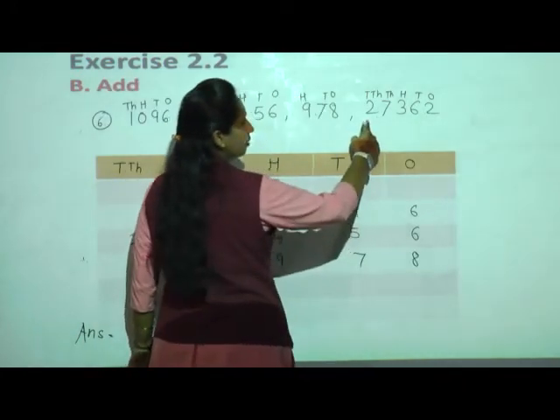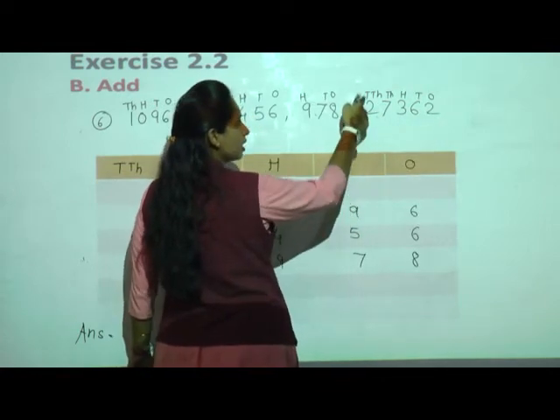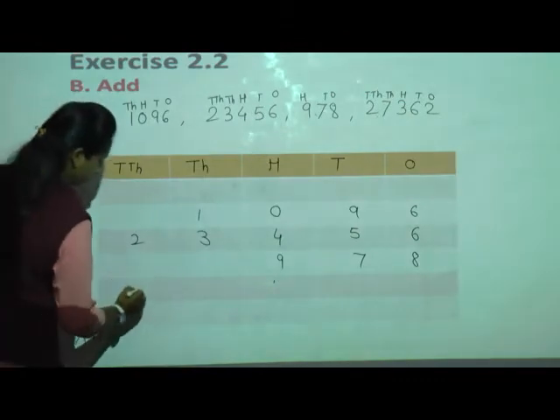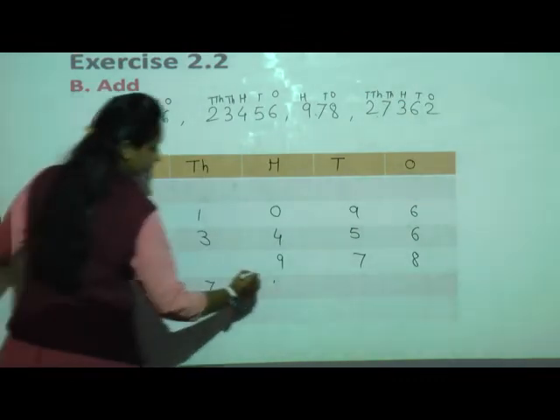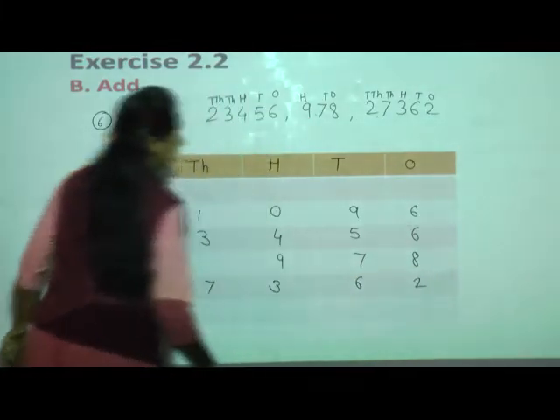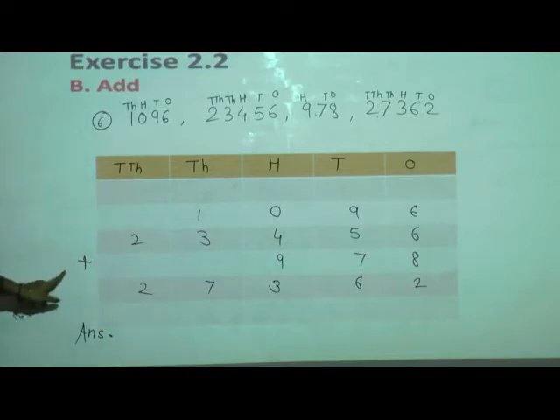978. The last number is 27,362. So 2 is on the 10,000s place. So I'll write again 2, 7, 3, 6, 2. Now we will add this number. Okay, give the addition symbol, don't forget.